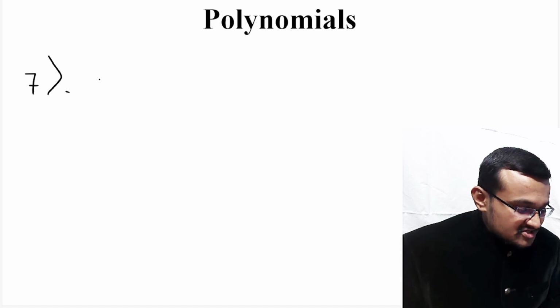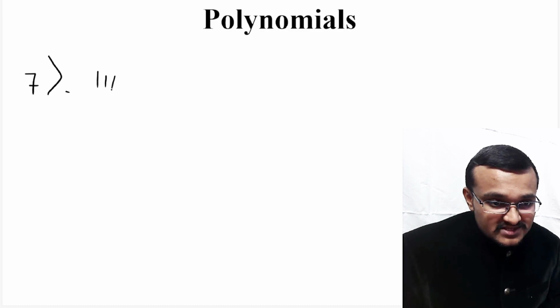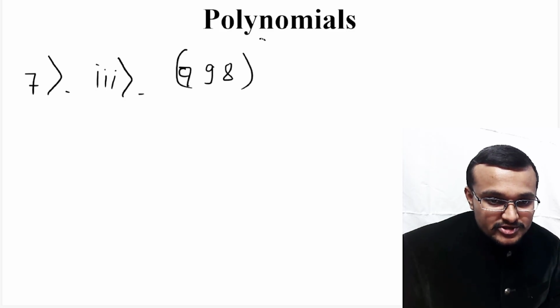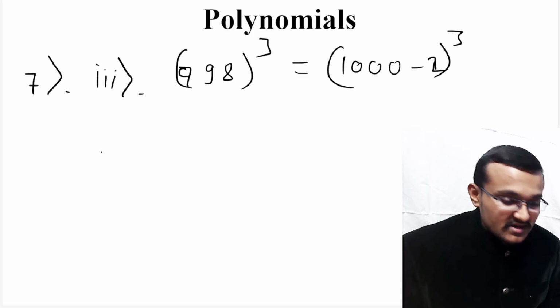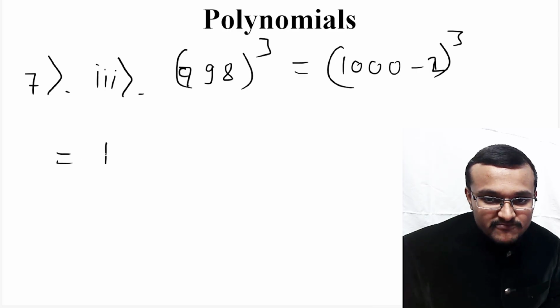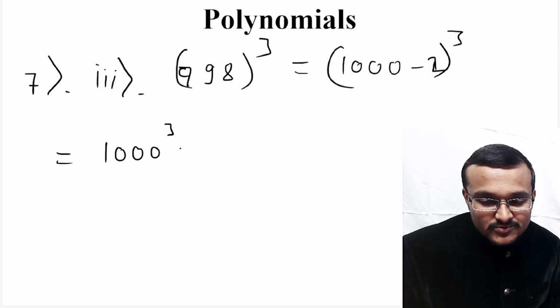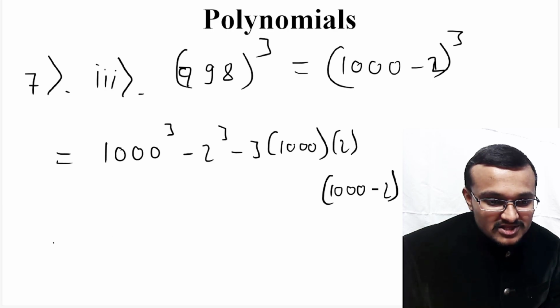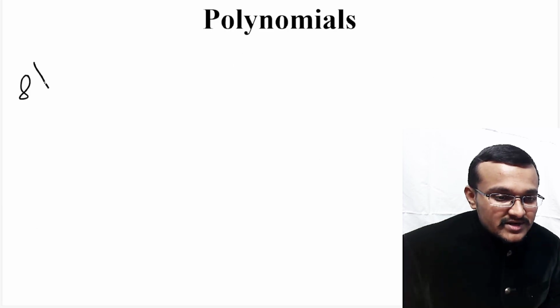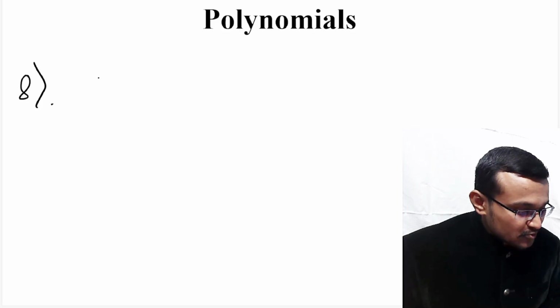Similarly, in the same seventh question, you have one more question, that is the third question. This is nothing but 998 whole cube. So this again you can write as 1000 minus 2 whole cube, and you can use the x minus y whole cube formula. So that means it will be 1000 cube minus 2 cube minus 3 into 1000 into 2 into 1002. So if you solve this, you'll get the answer. So we'll look into the 8th question in exercise 2.4.